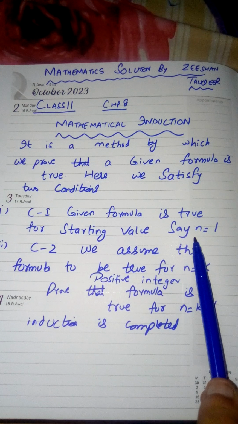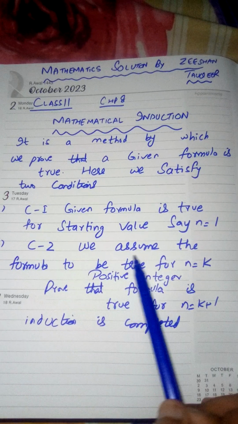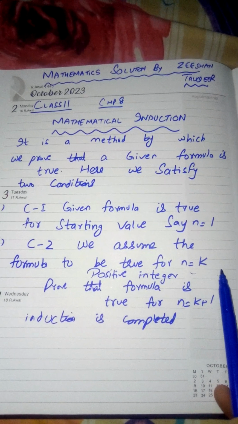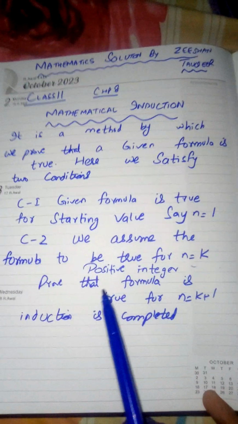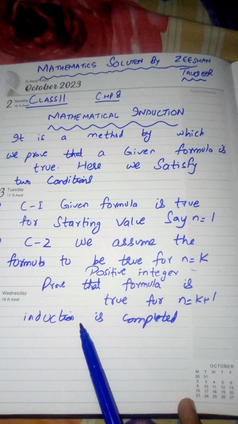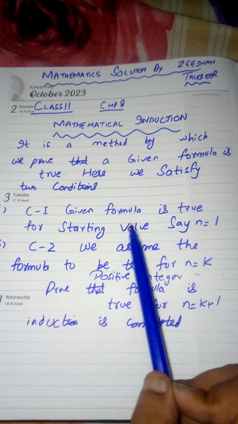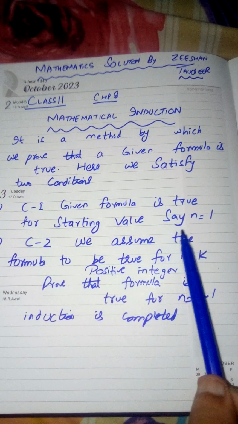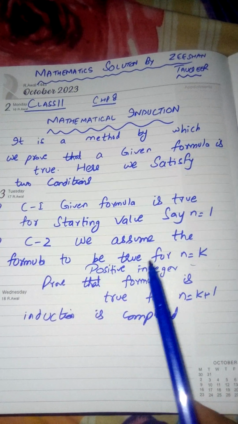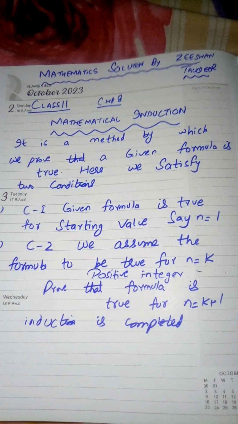And condition 2, we assume that the formula is true for n is equal to k. What is k? k is a positive integer. Prove that the formula is true for n is equal to k plus 1, and then induction is completed. Now we start question number 1.